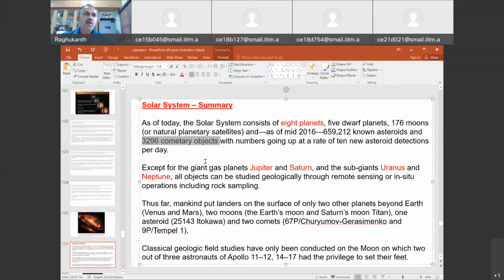See, comets are found outside the orbit of Pluto. So the Oort cloud and others, you will find these comets there. Of course, the number may increase as more missions are sent.